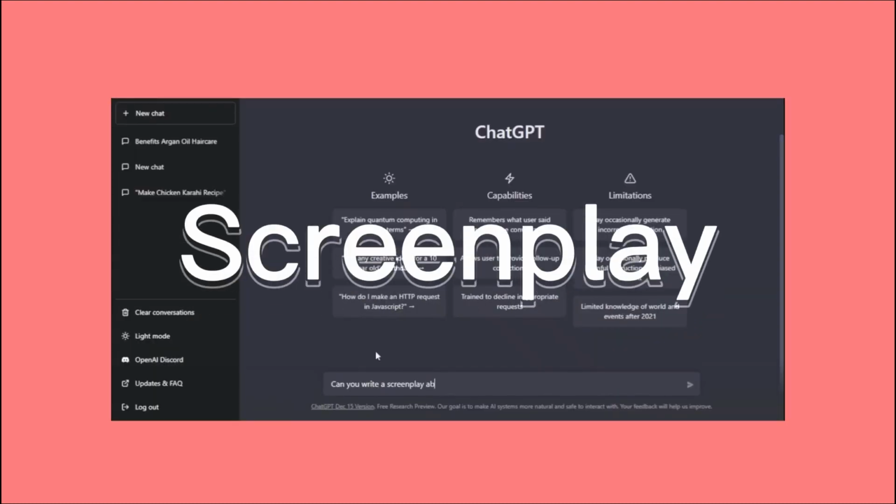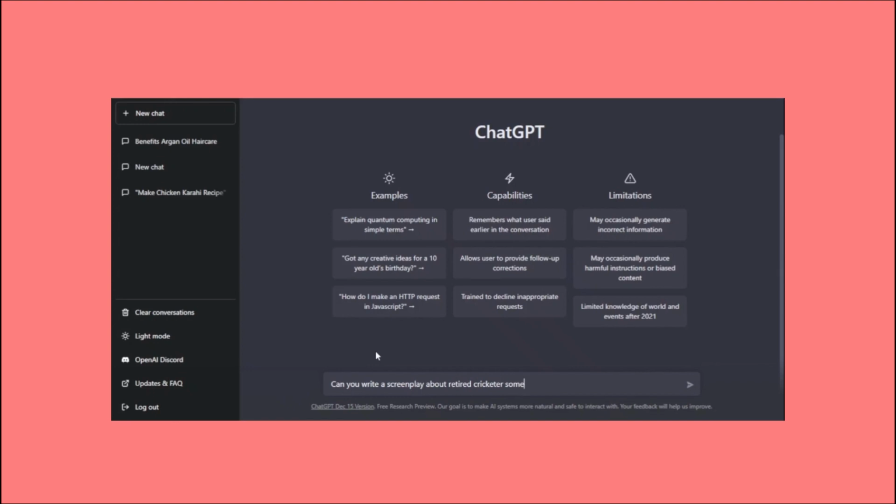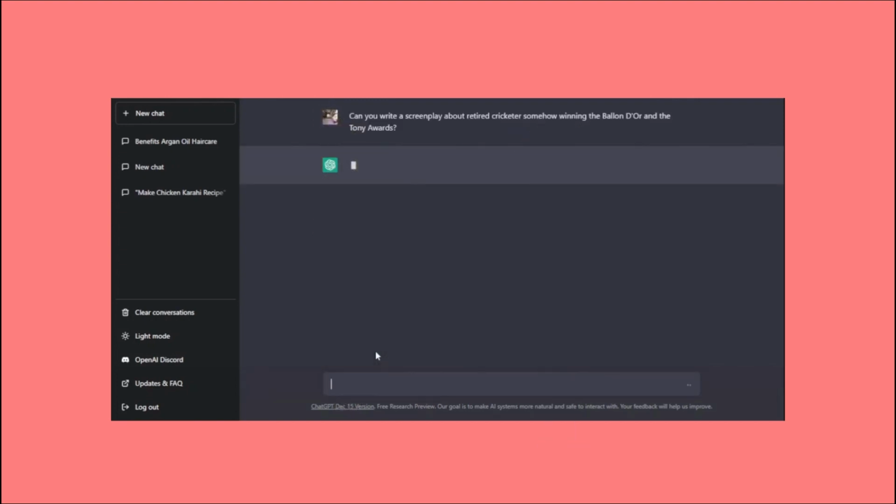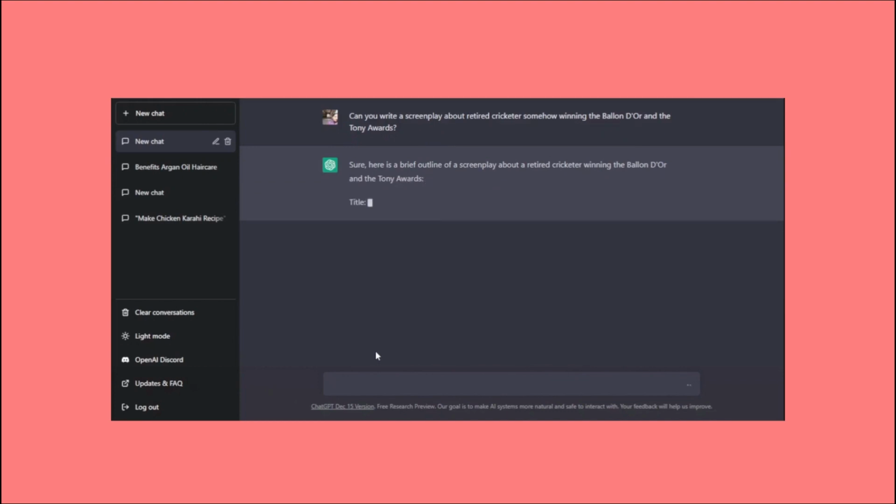Now, we are going to ask ChatGPT to write us a screenplay. Now, the story is going to be about a retired cricketer that somehow wins the Ballon d'Or and also a Tony Award. It sounds like nonsense, it sounds very illogical, but I want to see how ChatGPT connects the dots.